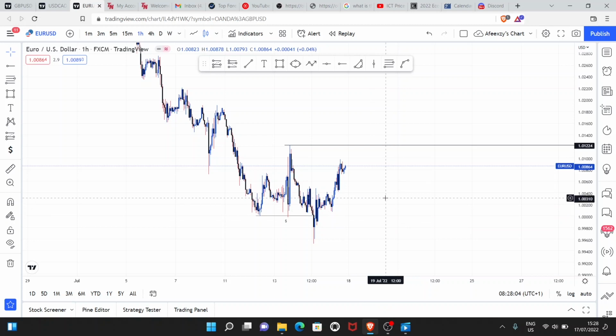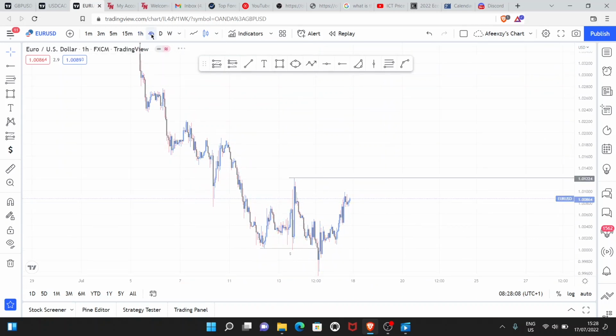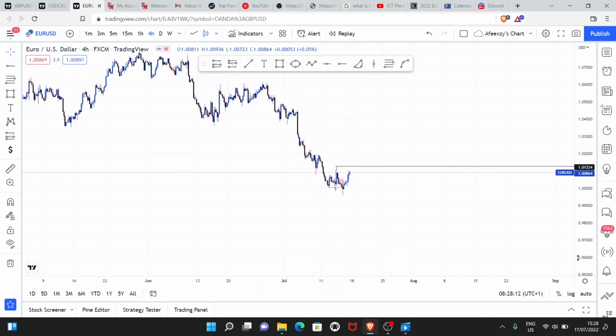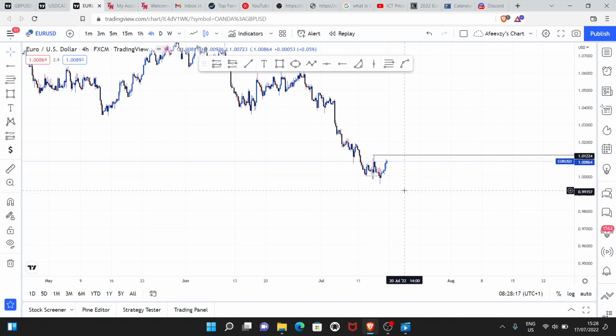It's very clear. So let's see how EURUSD plays out next week. It's very clear, EURUSD, wow. I'll be keeping a close eye on EURUSD. So that is it for that.